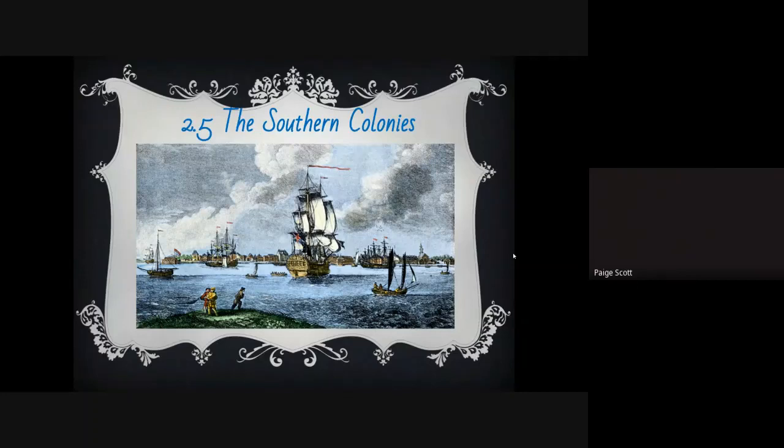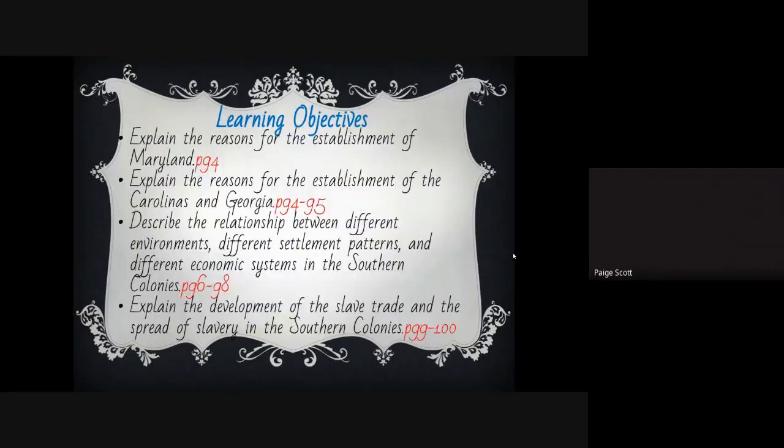So during this section, we are going to be talking about the southern colonies. In this section, we will learn 4 different objectives. 1, explain the reasons for the establishment of Maryland. Explain the reasons for the establishment of the Carolinas and Georgia.